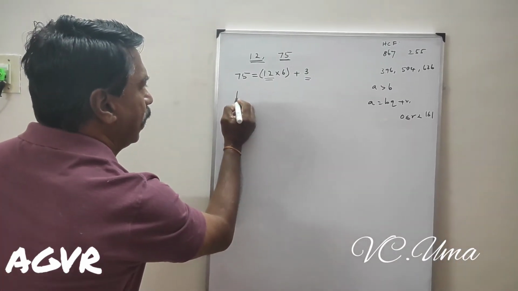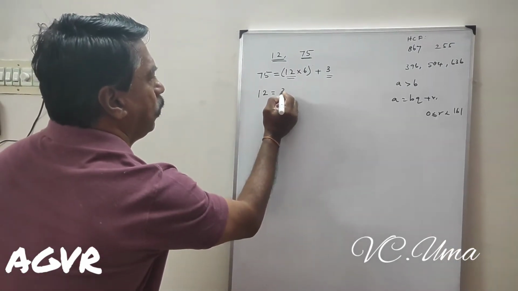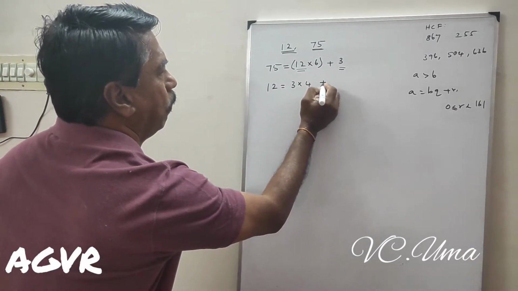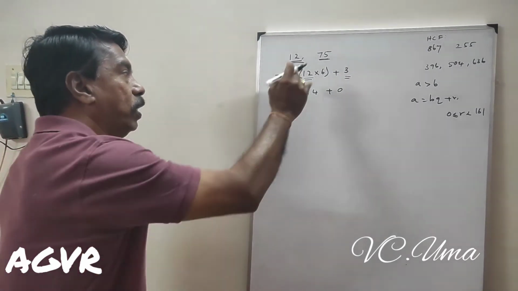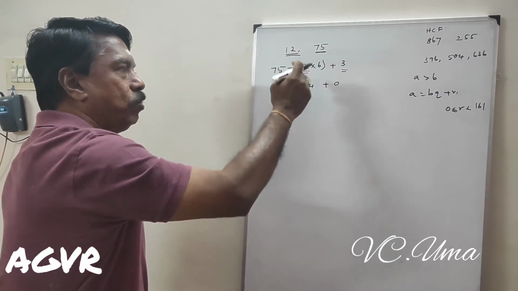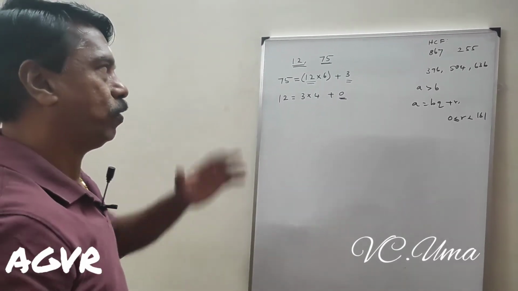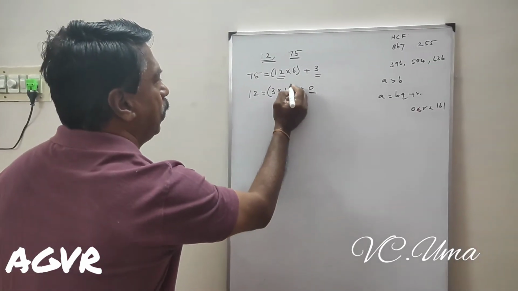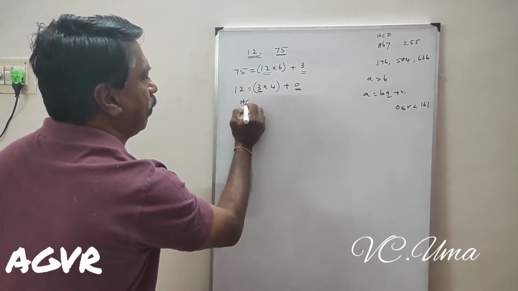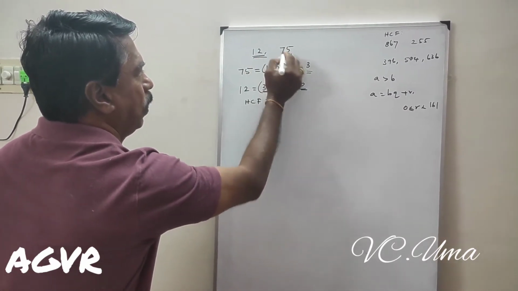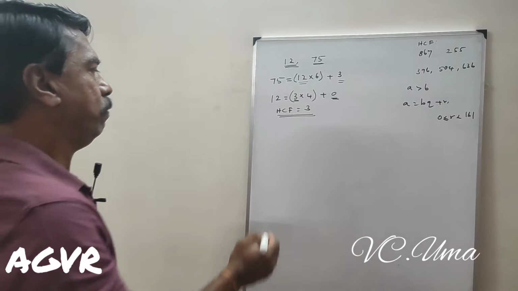So now we have expressed 12 in this form: 3 into 4 plus 0. This division lemma should be continued till we get 0 to find the HCF of two numbers. So 3 into 4 plus 0 gives 12. Therefore this 3 is the HCF. The HCF of 12 and 75 is 3. Okay, I'll give another example also.